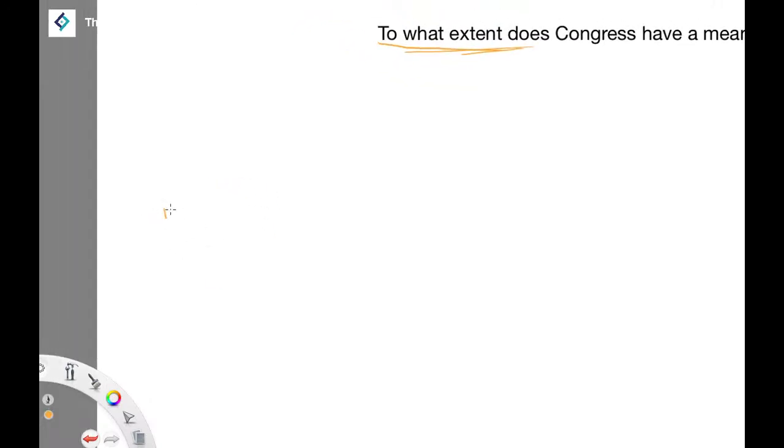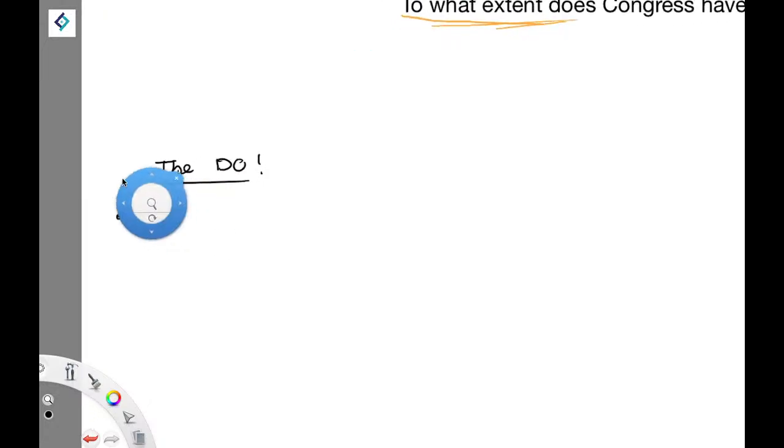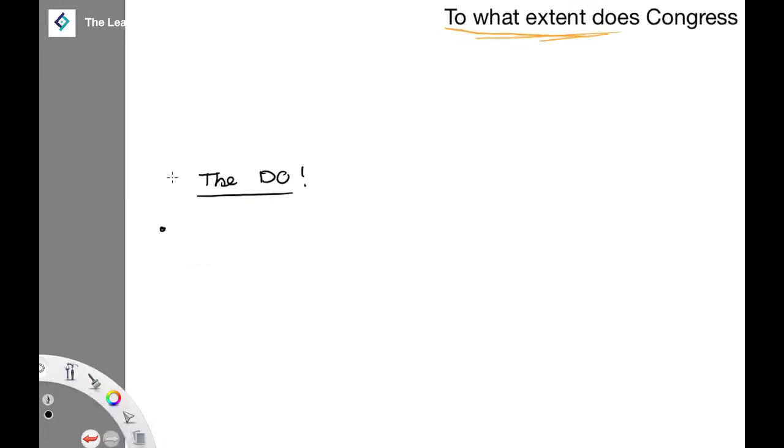Let's have a look at the first side of the argument. That is they... Well, that's not a very nice colour on white, is it? Let's change the colour. Let's just go for black. Okay. That is, they do. So they do have a strong foreign policy role. Now, how might you go about arguing that Congress has a very meaningful foreign policy role?